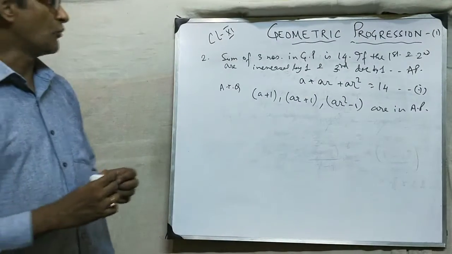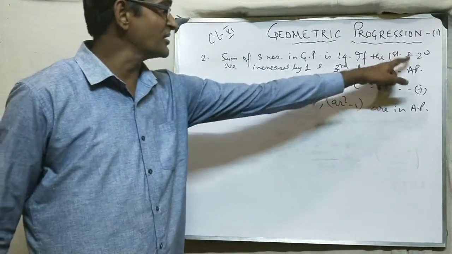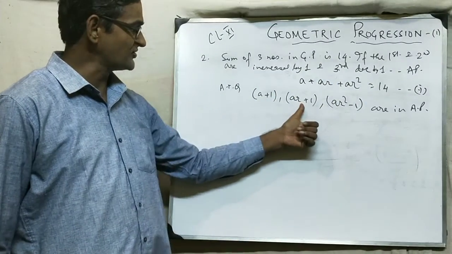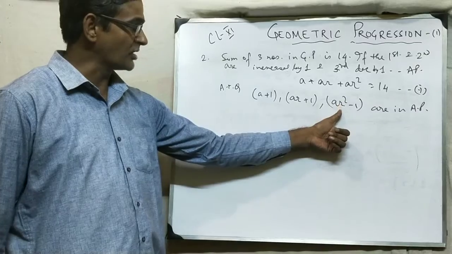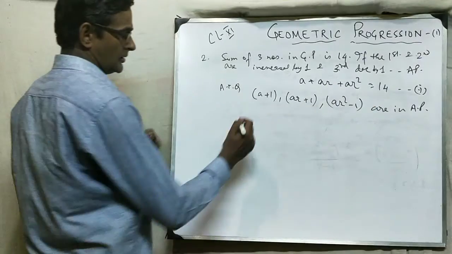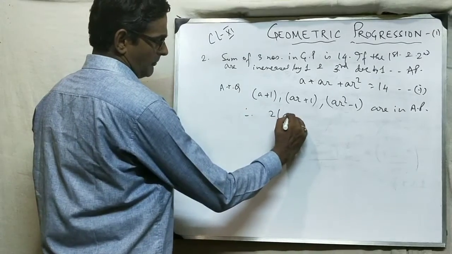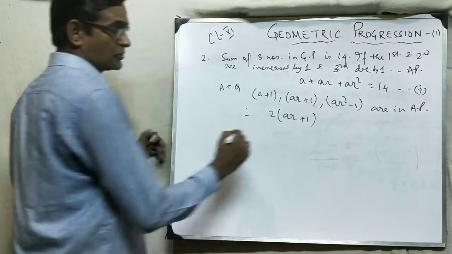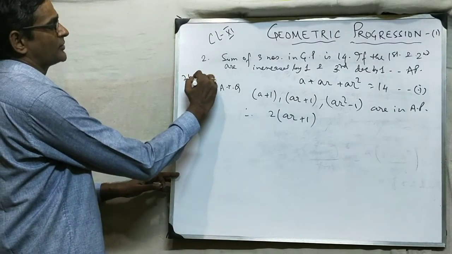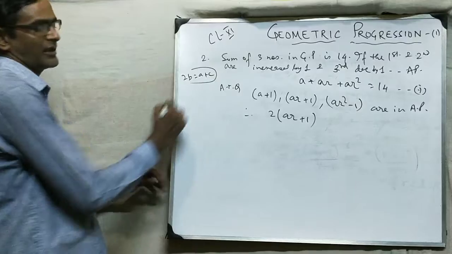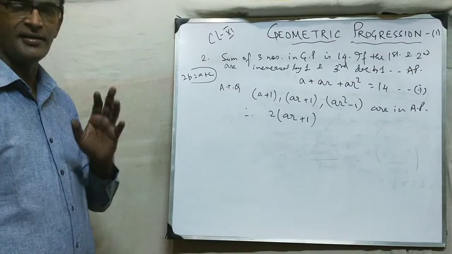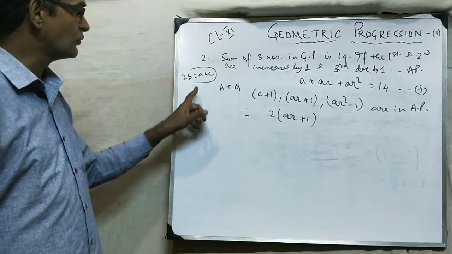Okay. Now what is given? First and second increased by 1 and third decreased by 1. So first and second we have added 1 and third we have decreased 1. So these three are in AP. So therefore 2 into AR plus 1. What is the rule of AP? If A, B, C are in AP, that means what? 2B equal to A plus C. If any three numbers A, B, C are in AP, then 2B equal to A plus C.